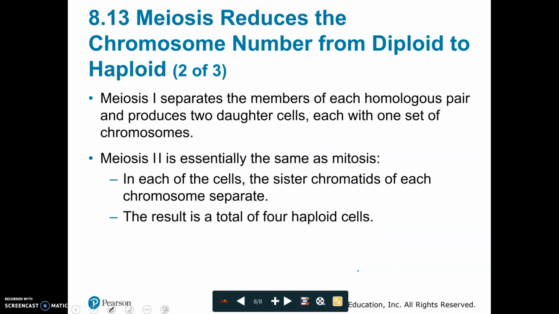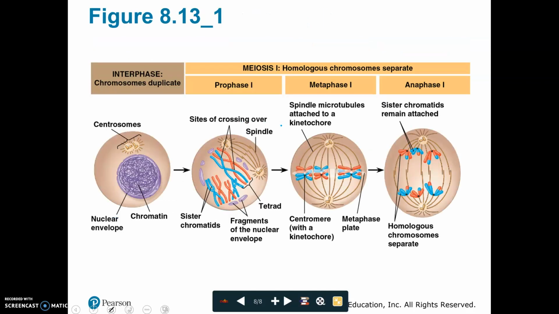So in meiosis I, the pairs are going to split, and each daughter cell at the end of meiosis I is going to only have a single set of chromosomes. It's not going to have partners. And then meiosis II actually looks just like mitosis. It's where the chromosomes themselves are going to split in half. So here's a picture. This should help.